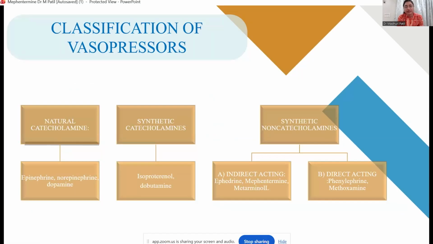Before going directly onto methamphetamine, we will brush up on the classification of vasopressors. They are divided into three groups: natural catecholamine, synthetic catecholamine, and synthetic non-catecholamine. Natural catecholamines are epinephrine, norepinephrine, and dopamine. Synthetic catecholamines are isoproterenol and dobutamine. Synthetic non-catecholamines are again divided into indirect acting and direct acting. Indirect acting drugs are ephedrine, mephentermine, and metaraminol, and direct acting synthetic non-catecholamines are phenylephrine and methoxamine.